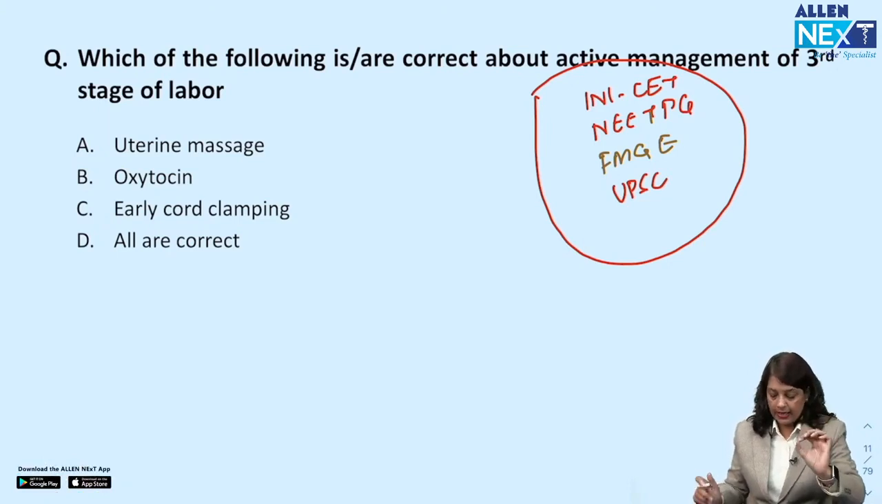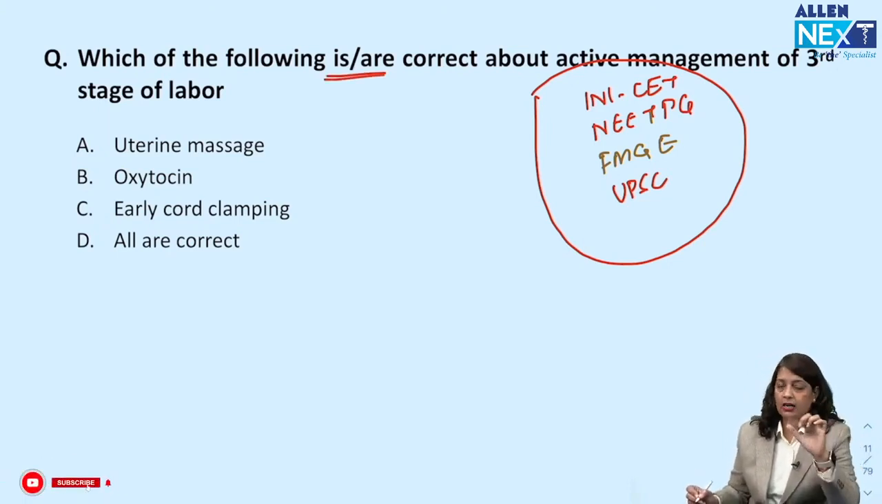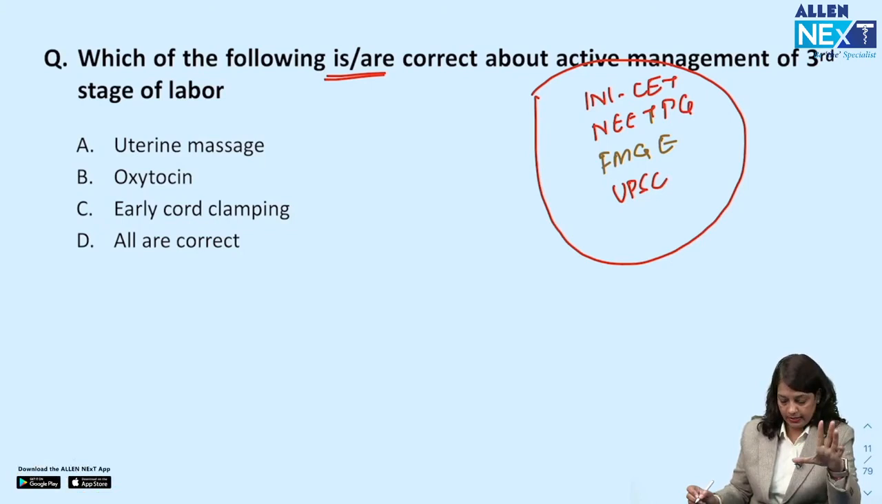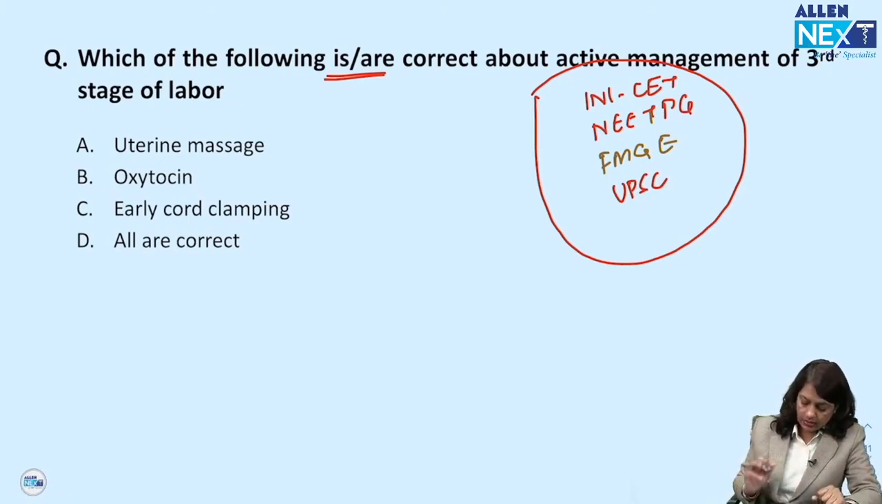Which of the following is R? Whenever they give an option like "is R", that should strike your mind that there can be more than one correct answer. This is about the active management of third stage of labor. The options given are uterine massage, oxytocin, early cord clamping.